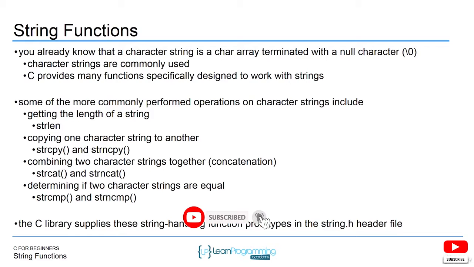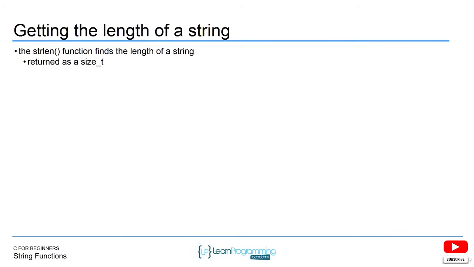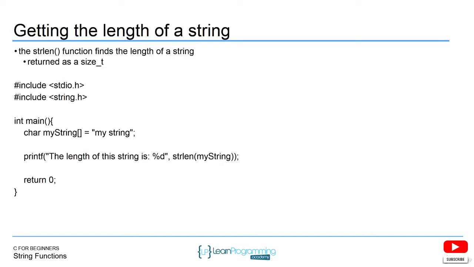First, let's talk about the length. All of these functions are defined in the string.h header file, so you have to include that when you call or invoke one of these functions. Getting the length of a string. strlen is a function that finds the length of the string. It's pretty straightforward. It's returned as a size_t variable. You can pretty much use the size_t variable interchangeably with an int. But first you'll have to include that string header file if you want to use strlen.